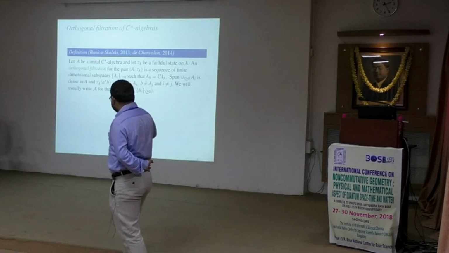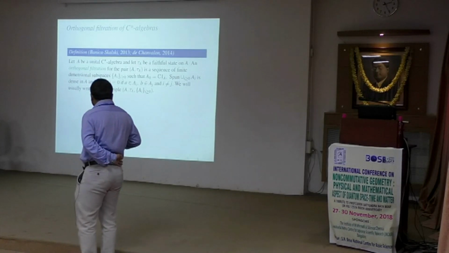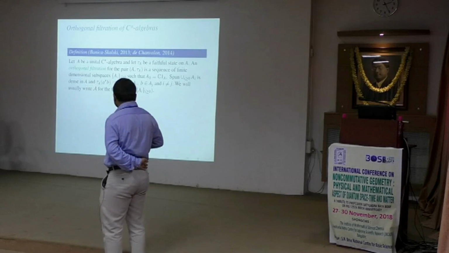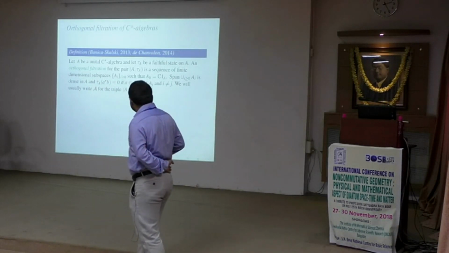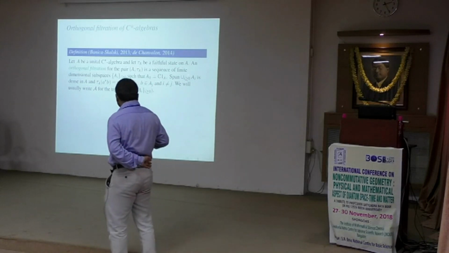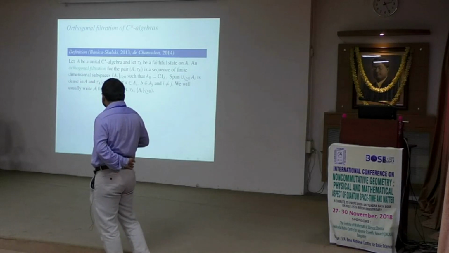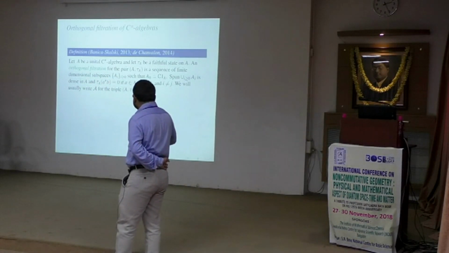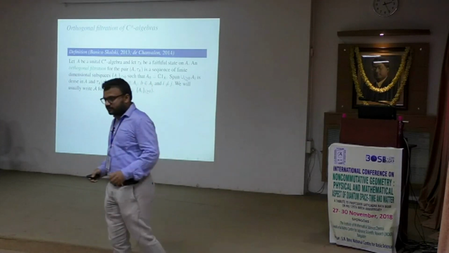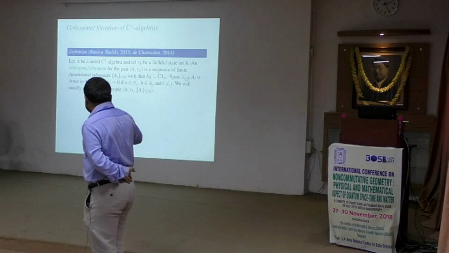You start with a unital C-star algebra and a faithful state. An orthogonal filtration is a sequence of finite dimensional subspaces, with the notation that A0 is the complex numbers, and the span of the union is dense. Orthogonality means that if this condition is 0, then they belong to two different components. So this means orthogonal with respect to this state.